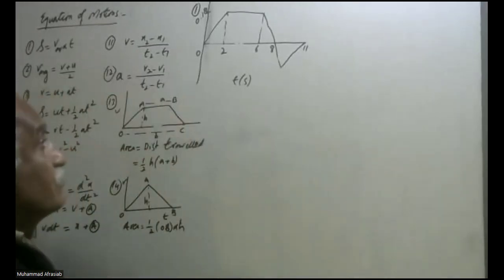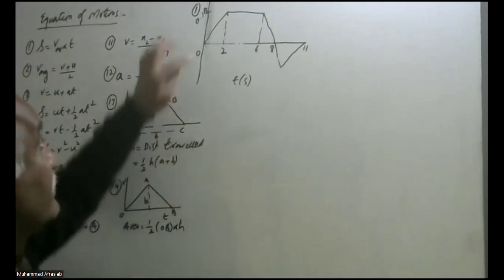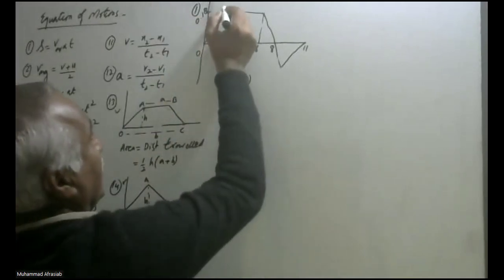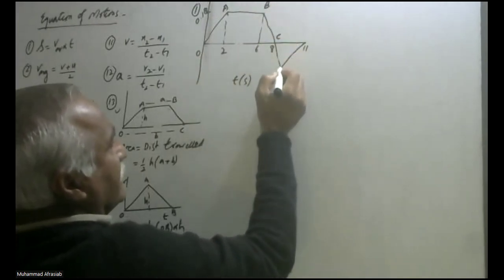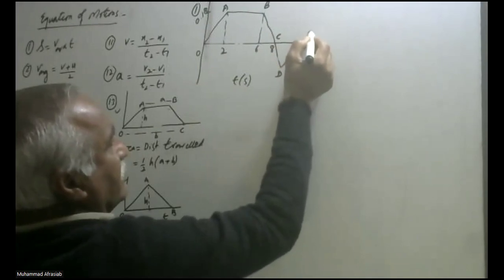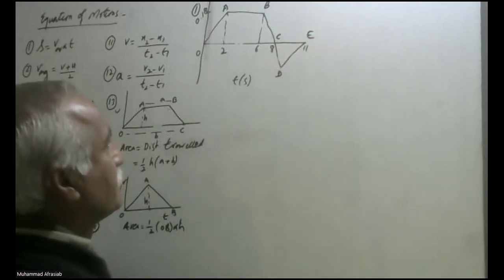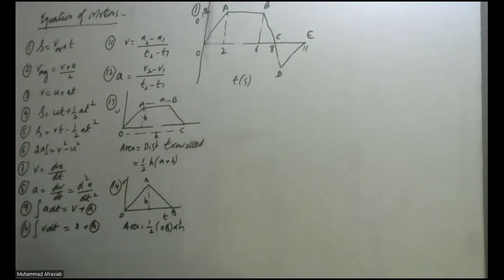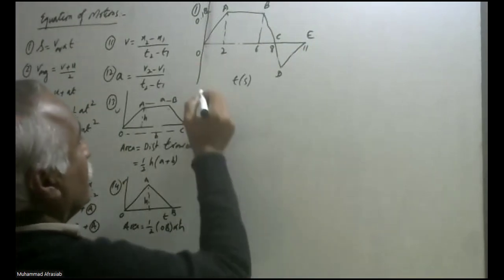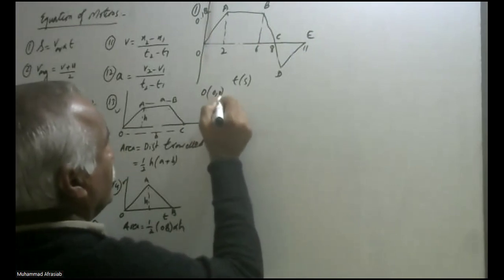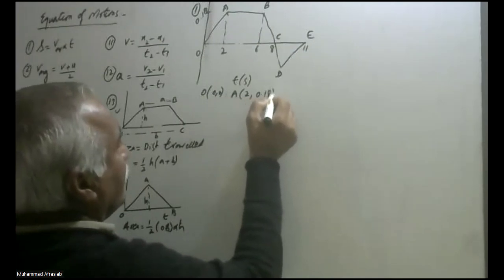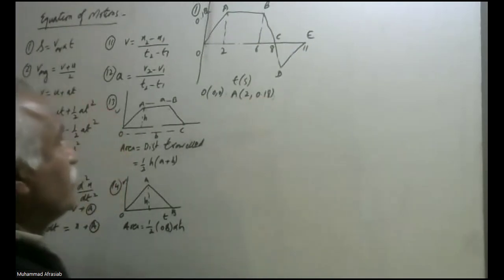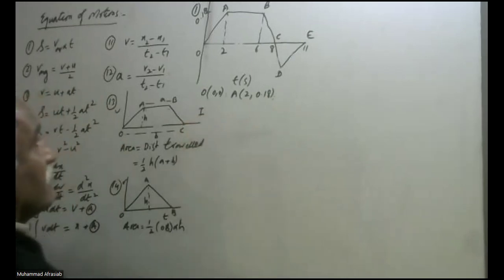This is the graph shown, and there are 5 line segments: O to A, then A to B, then B to C, then C to D, and then D to E. We know that at the point O, the coordinates are (0, 0). For position A, the coordinates are (2, 0.18). So for the first part, we will find the acceleration during the first 2 seconds.